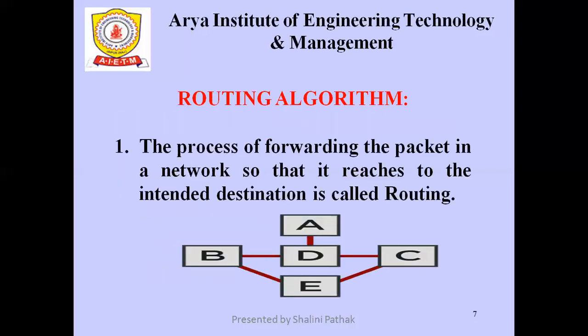Now, routing algorithm. The process of forwarding the packet in a network so that it reaches the intended destination is called routing. Basically, routing is the route you decide on to reach the destination. As in the given diagram, there are 5 routers connected to each other. Suppose a packet arrives from router B and needs to reach router C. So B will decide whether it will move through BDE or BEC.